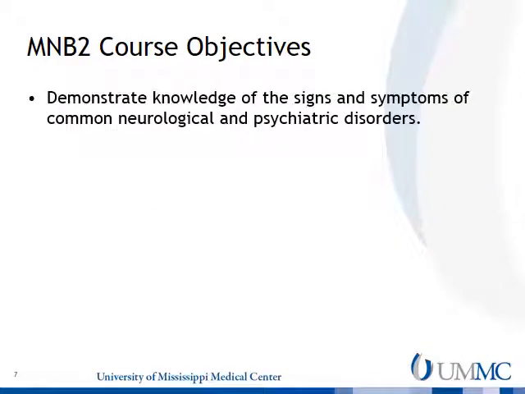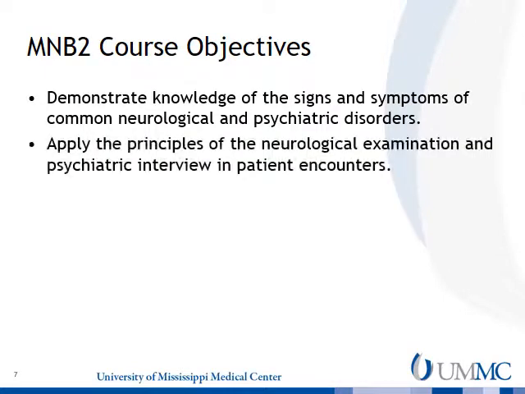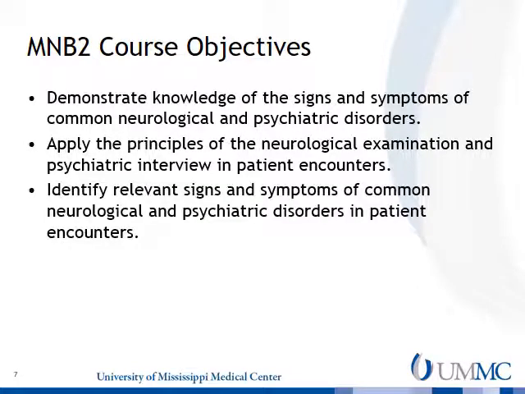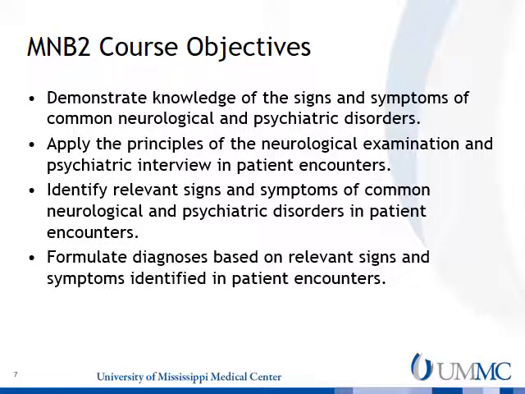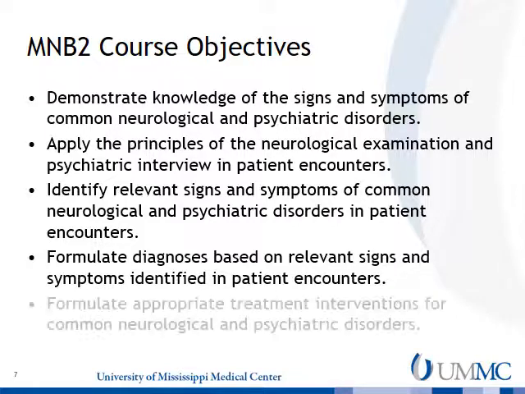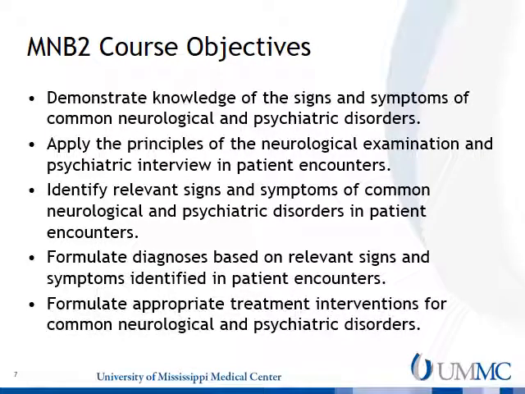After completing Medical Neuroscience and Behavior 2, you should be able to demonstrate knowledge of the signs and symptoms of common neurological and psychiatric disorders. You should be able to conduct a neurological exam and a psychiatric interview in encounters with patients, and identify relevant signs and symptoms. From that information, you should be able to formulate diagnoses and appropriate treatment interventions.